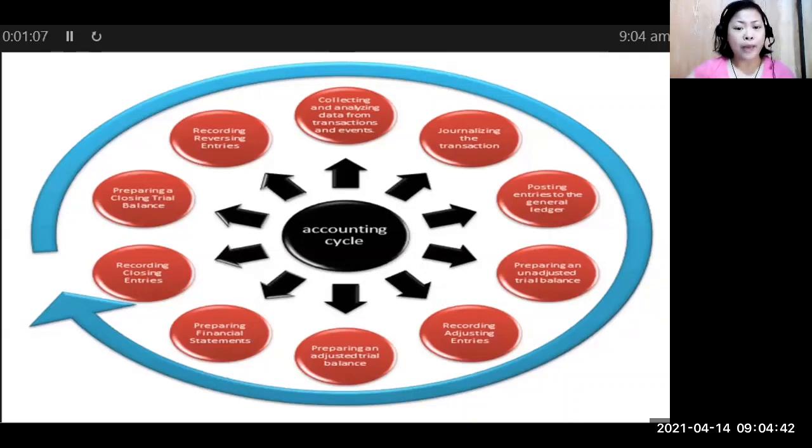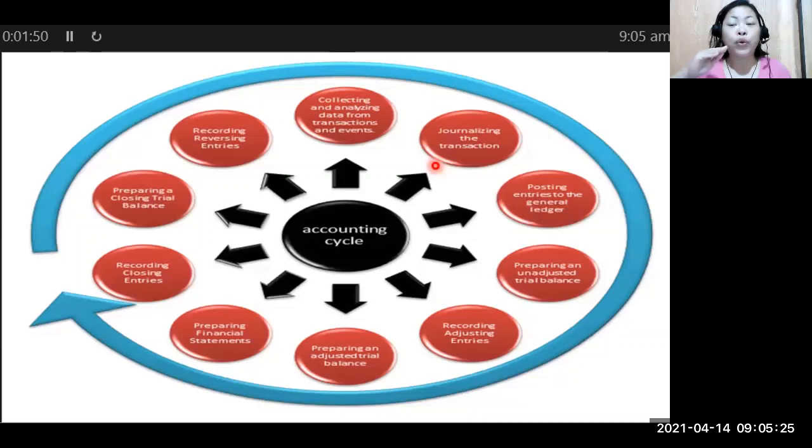First among the steps is for you to collect and analyze data from your transactions or the events of your business. So you identify and analyze the events or transactions to be recorded. Always take note that there will always be a double entry in the next step. So you have to analyze what account titles you have to debit and what account titles you have to credit. What are the account titles that increased? What are the account titles that decreased? So you have to analyze the transactions. After analyzing the transactions, you move on to the next step.